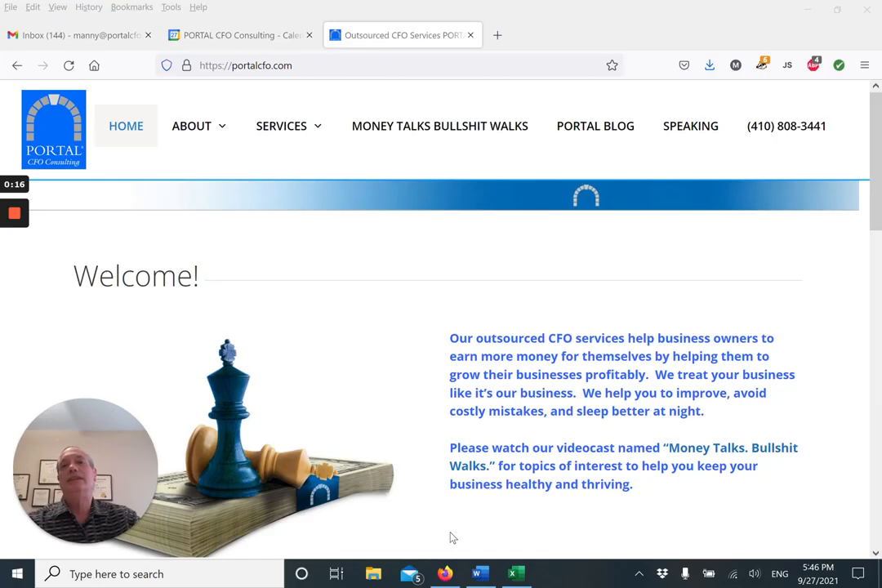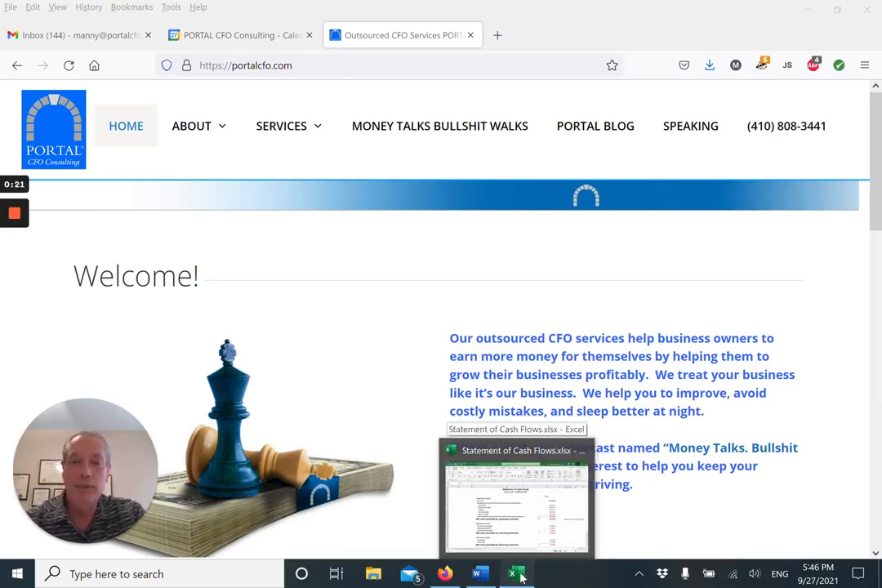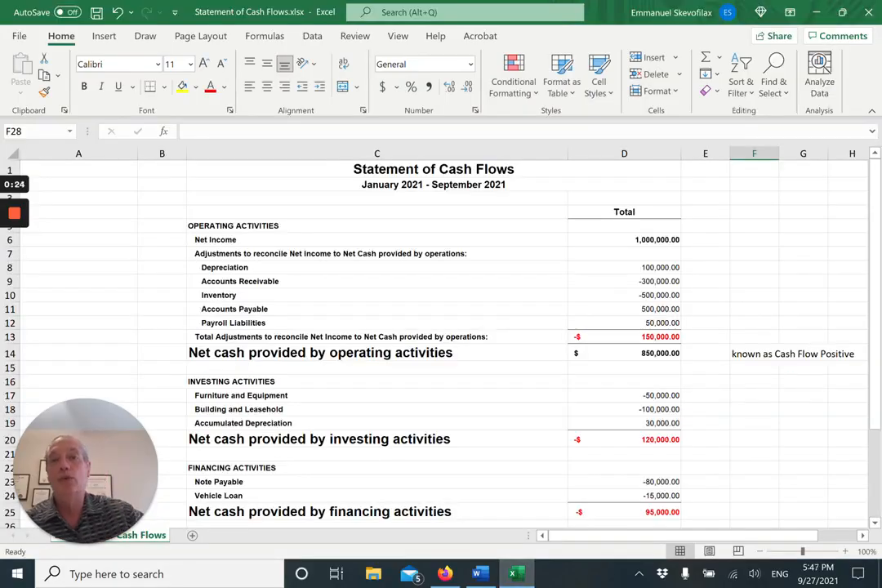Today, I'd like to discuss the statement of cash flows. I'm going to pull up a sample template and take you through a very simple example. The important thing for a business owner to understand about the statement of cash flows is that it gives you a snapshot of how the cash is moving around in your business. Don't expect to get it on the first try. It takes time, but with repetition, you'll be able to get some better understanding and value from it.